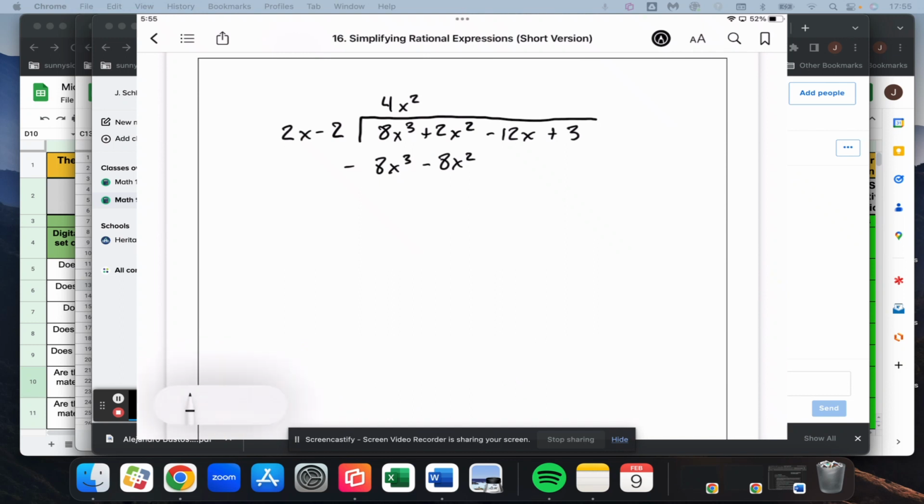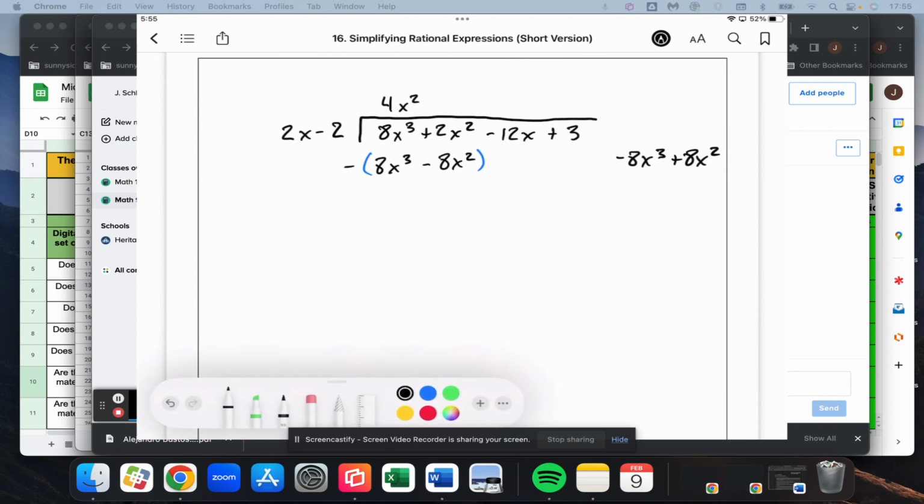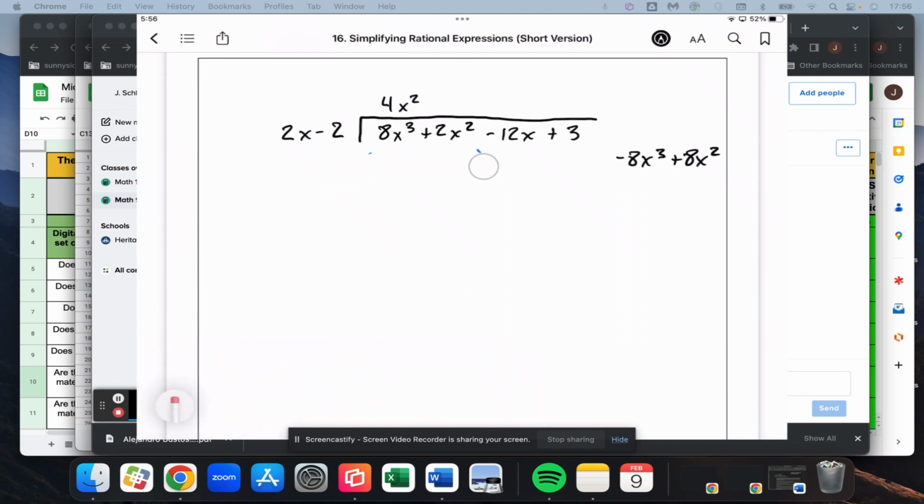And again, we're subtracting the entire expression. So that expression needs to be rewritten as negative 8x cubed plus 8x squared. We're going to replace what we had with a new thing because the new thing has the correct signs. And again, what we did was just distribute that minus sign to both of those terms. So we'll get rid of this, put the other one in its place, minus 8x cubed plus 8x squared. We end up with a 10x squared minus 12x comes down.